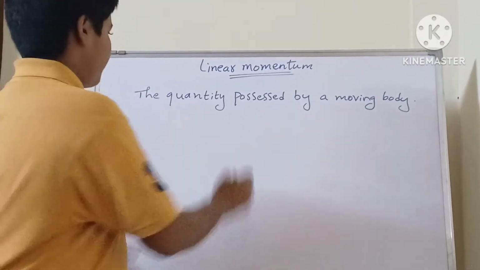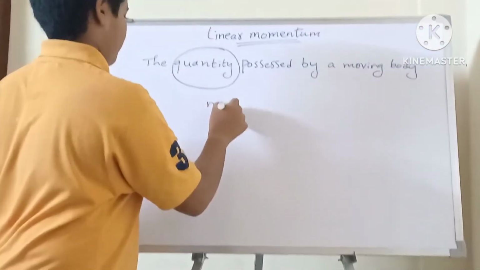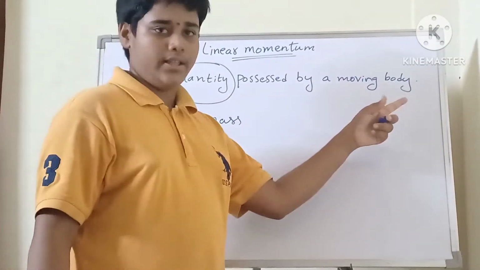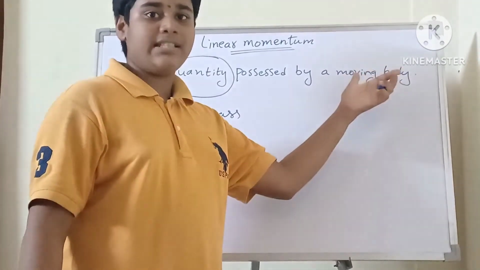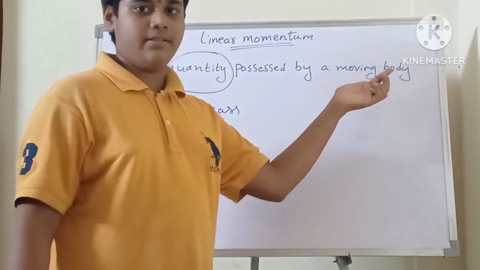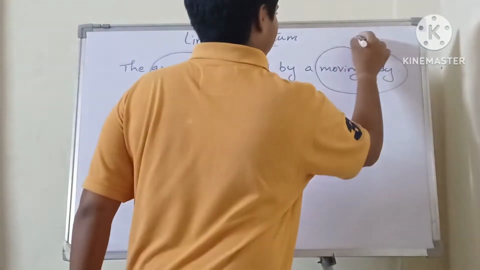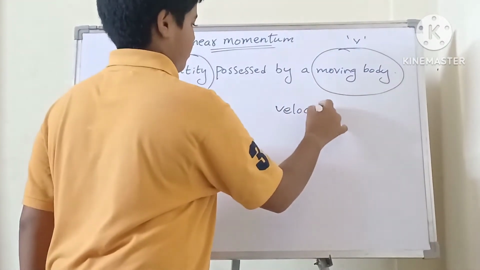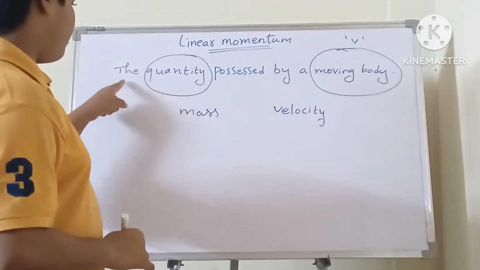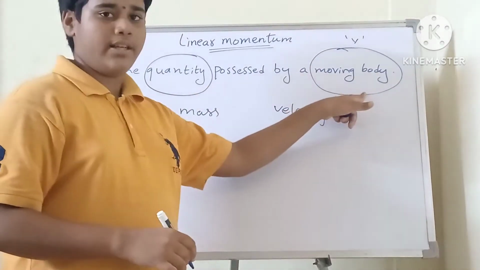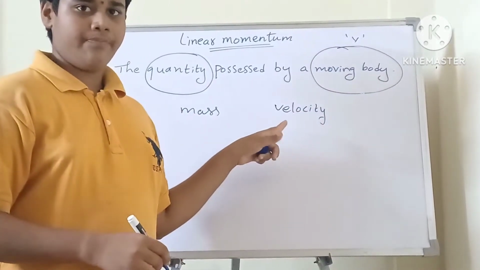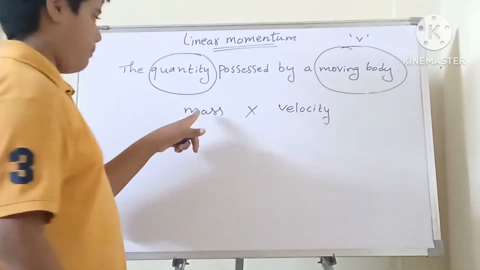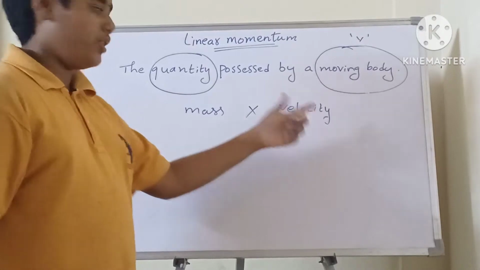Here, the quantity means mass. The mass possessed by a moving body. A moving body has some velocity v. The mass possessed by a moving body traveling with velocity v: if we multiply mass and velocity, we can get linear momentum.